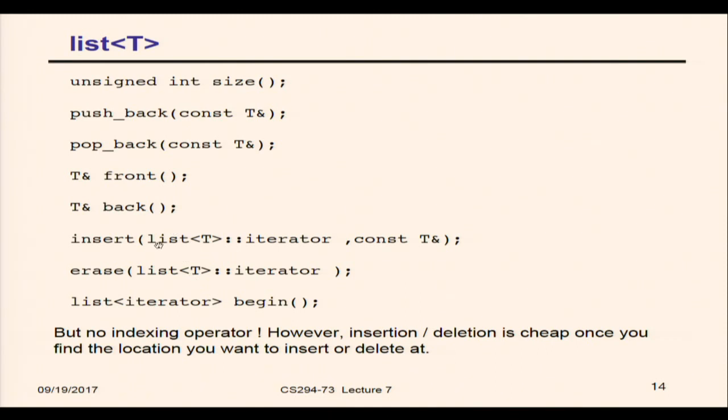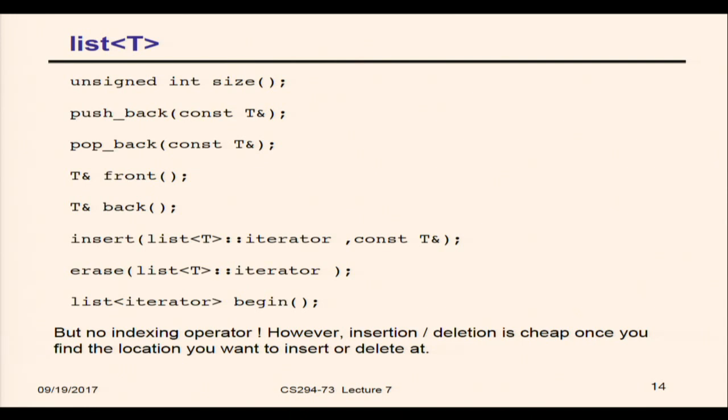In order to insert something, you have to know a location, and that location is going to be given to you by an iterator. So here's the picture of how you would use list. You're walking through the list. You have a condition for where you might want to insert something or where you might want to delete something.